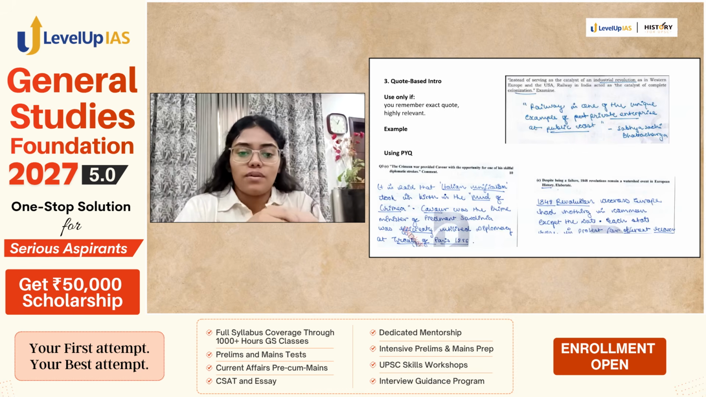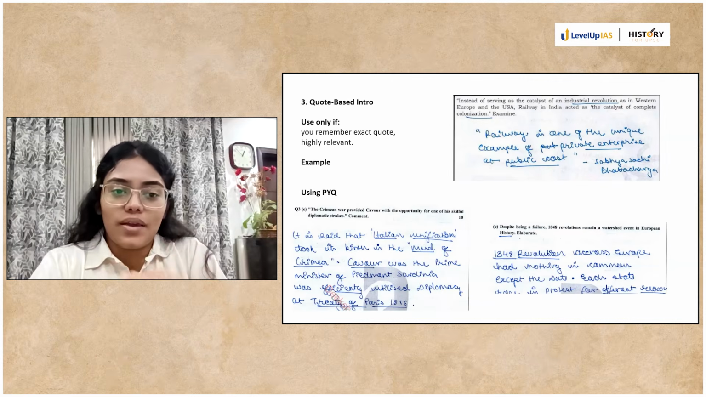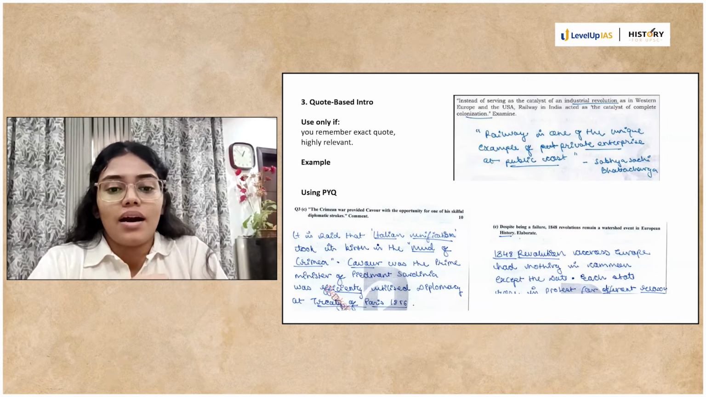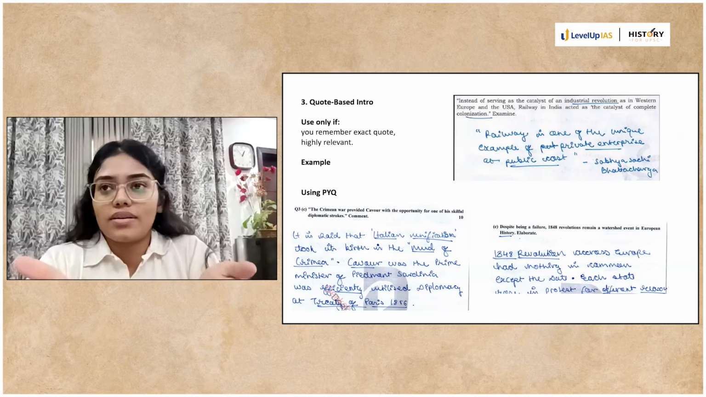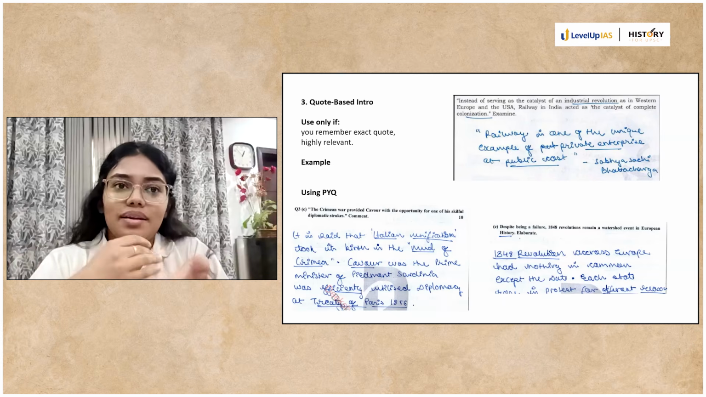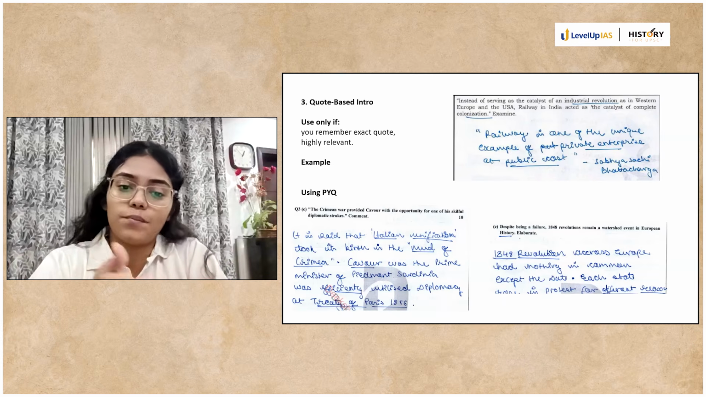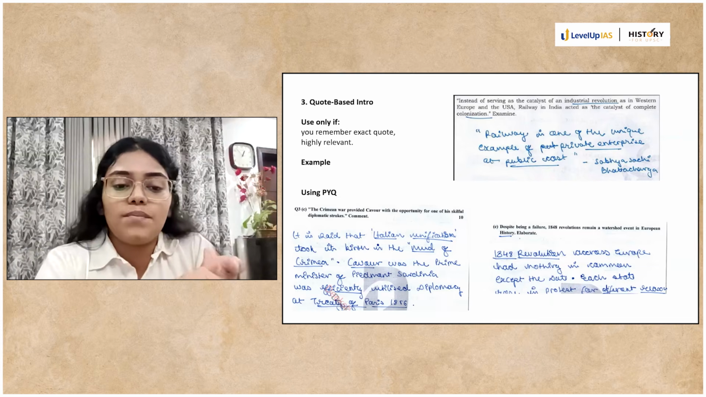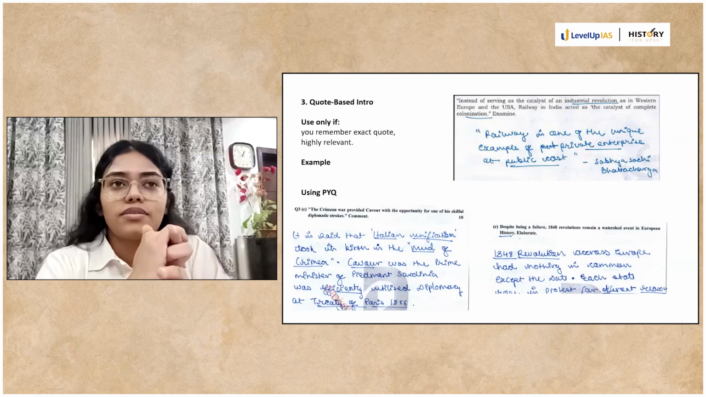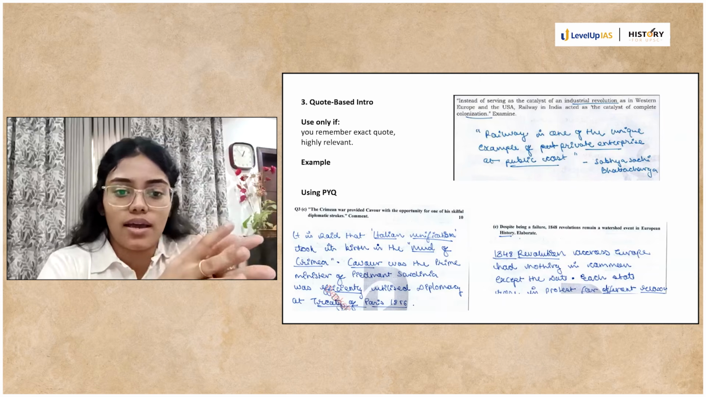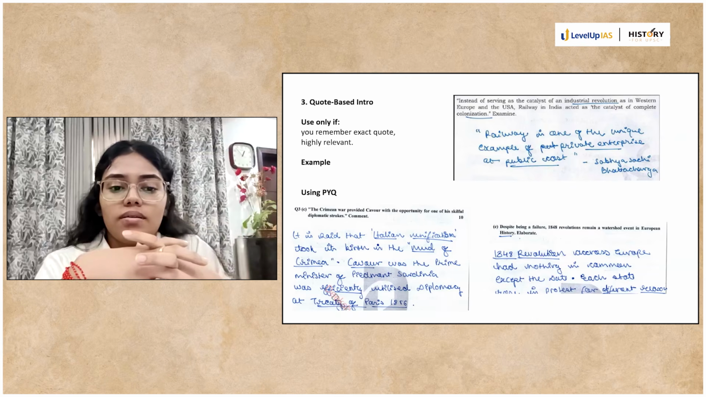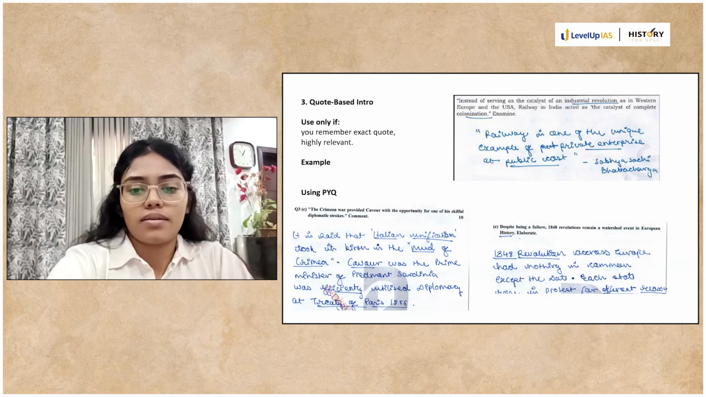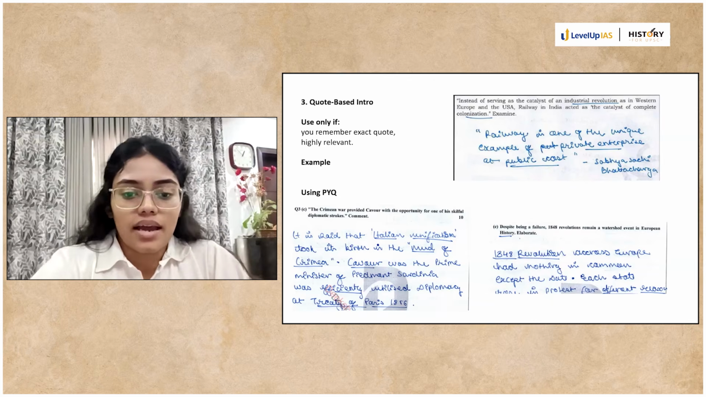You don't have to go very far away to make a bank of quotes. Sometimes I used the previous year questions. There are so many PYQs in history, and if you pick them up, you will get at least 15-20 quotes from PYQs only. I'll give an example. For the Crimean War, a lot of times the Crimean War has been asked differently. It is said that Italian unification took its birth in the mud of Crimea.